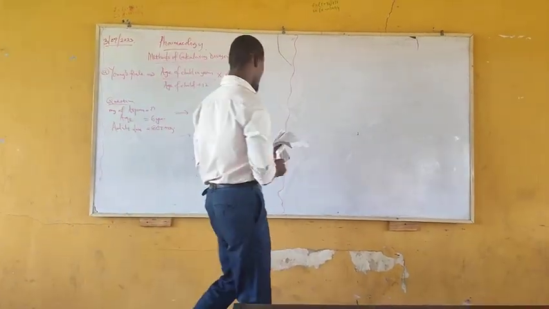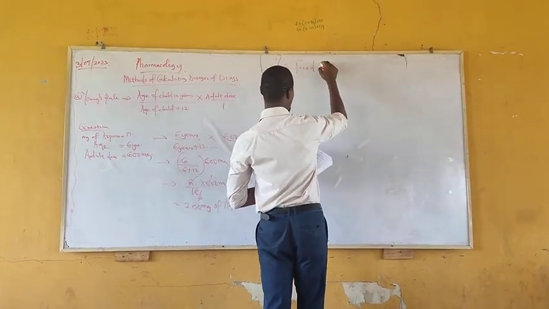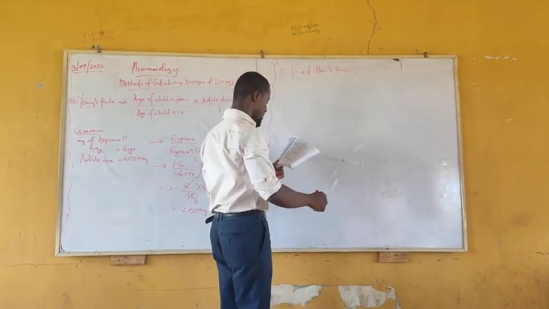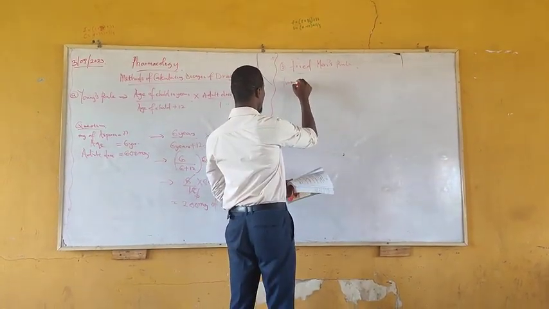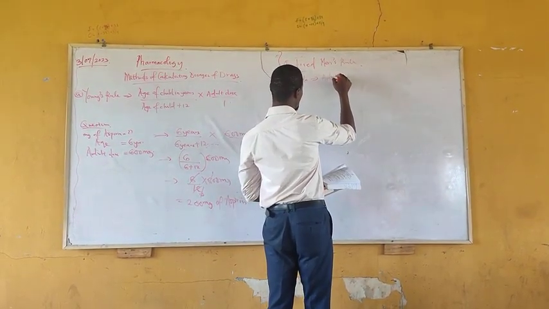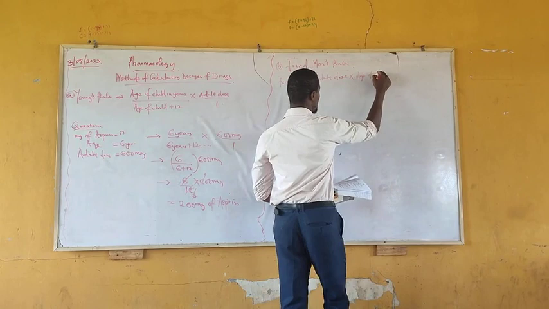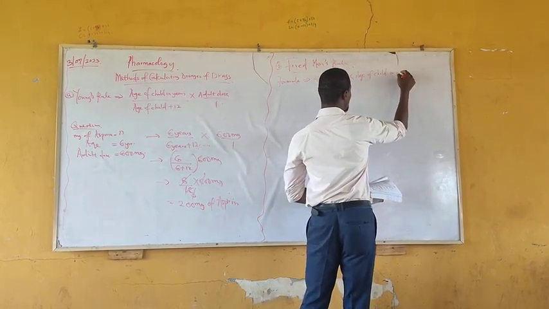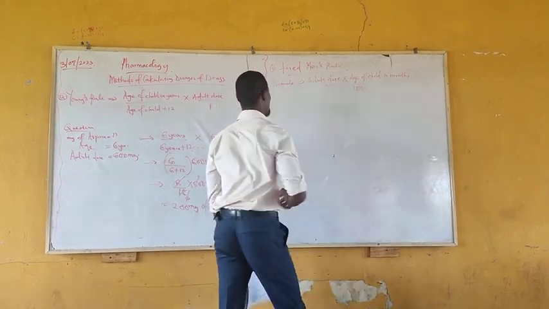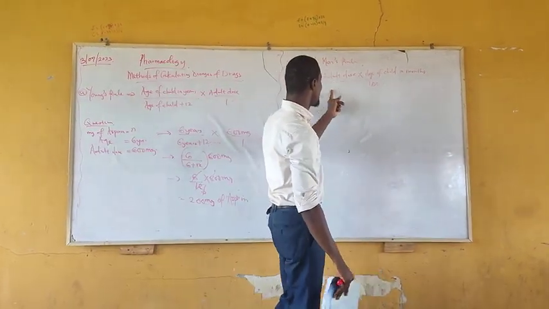Having said that, we look at the second one, B here, Fried's rule. What do we have with this? The formula here is adult dose times age of child in months over 150. Looking at the formula, you must know the adult dose.